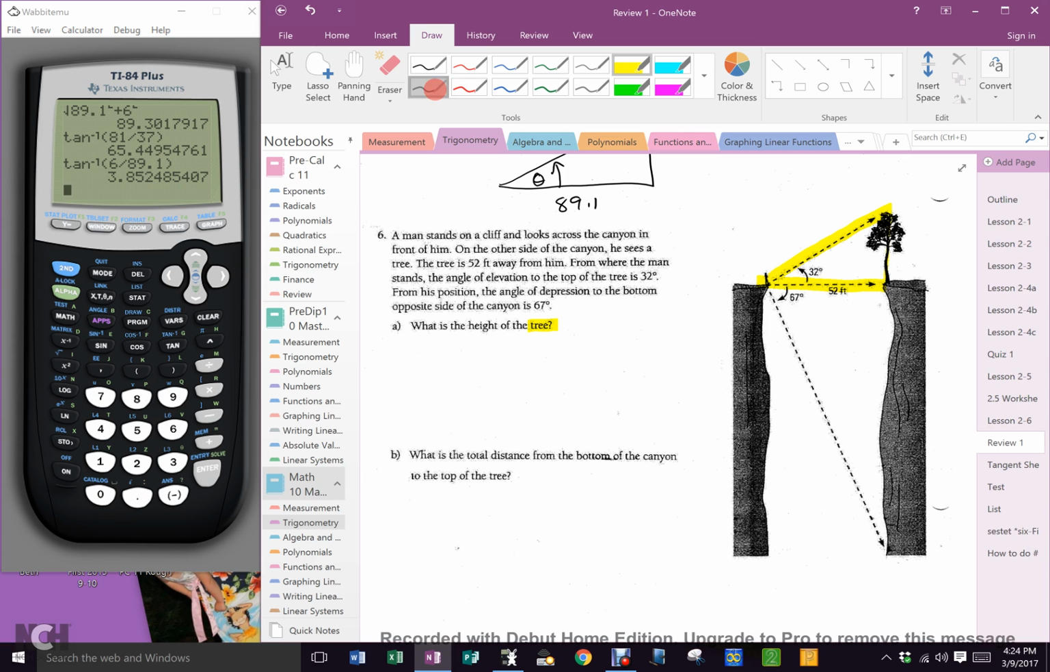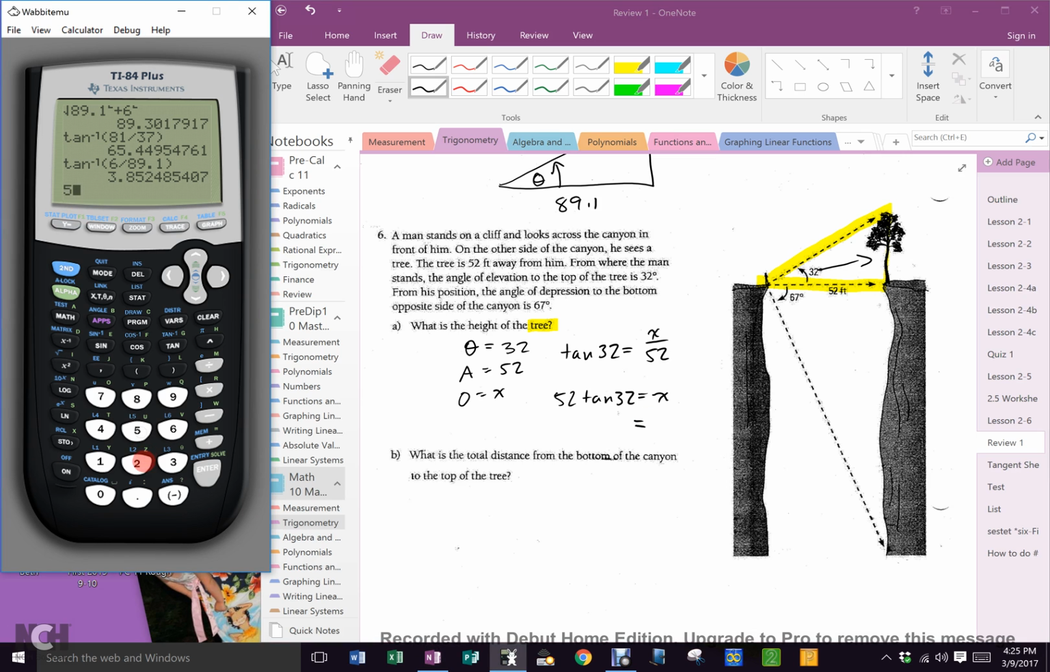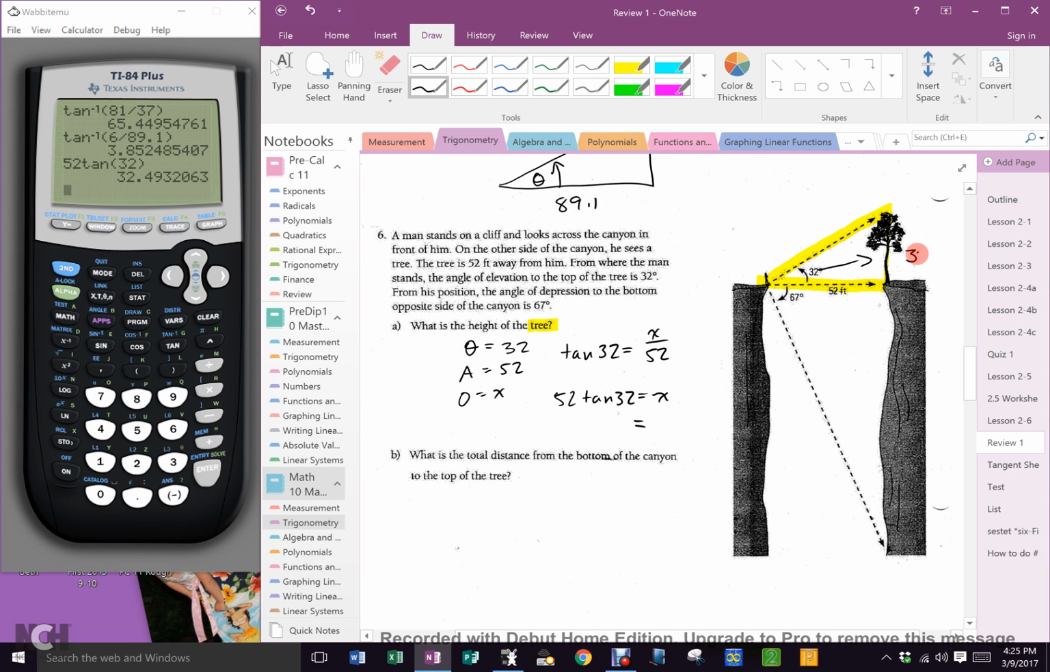So what do I know about that yellow triangle? I have a theta of 32. I have an adjacent of 52. And I need the opposite, x. So that uses tan. So tan 32 is opposite x over adjacent 52. So 52 times tan 32 will get me the height of the tree. 52 tan 32 is 32.5. So I'm going to write that right there.